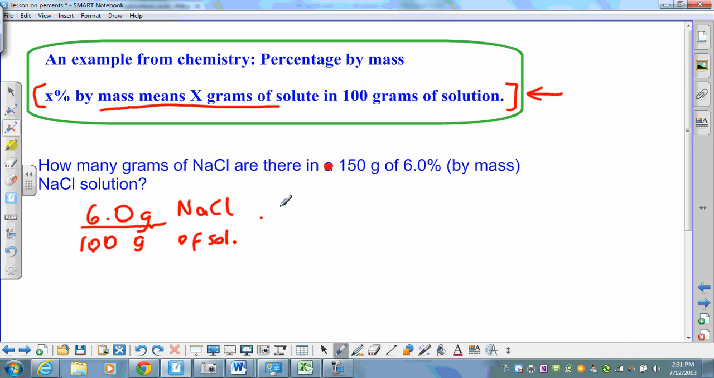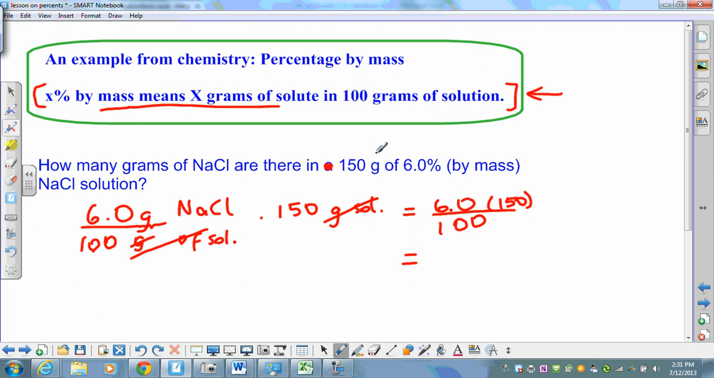So I'm going to multiply this by 150 grams of solution. And notice that the grams of solution, those units cancel, and we're going to be left with grams of sodium chloride when we're done with this. And what we have here is 6.0 times 150 on the top, and on the bottom 100. And let's go ahead and evaluate this. And an alternative approach would have been just to take 0.060 times 150, which also will give you the same answer.